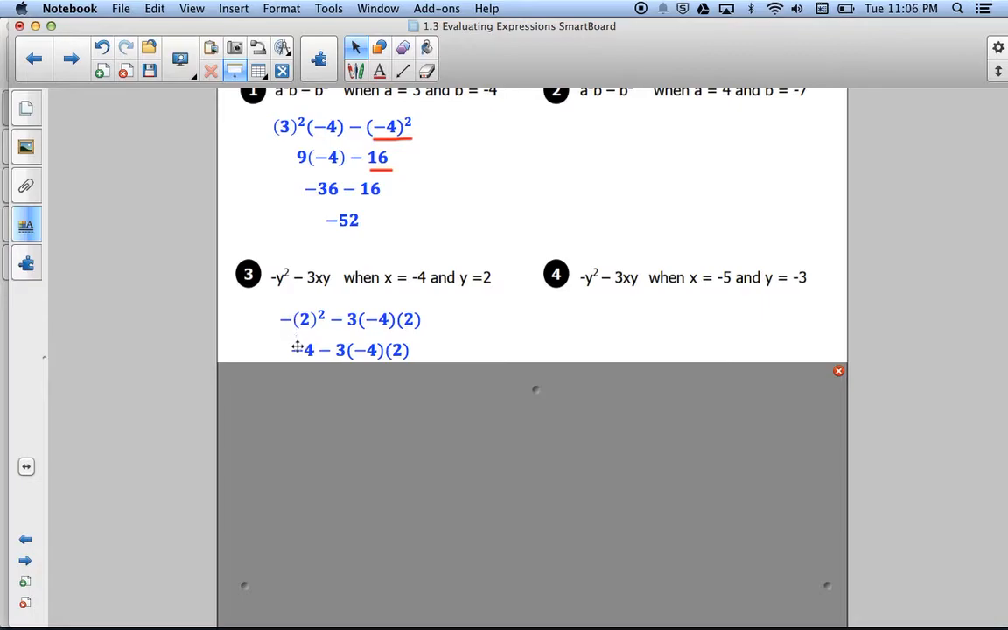We bring down the negative sign. The 2 squared is 4. So the negative comes down. The 2 squared simplifies just to a 4. Then we bring down the rest. Minus 3 times parentheses negative 4 times parentheses 2. Now what we'll do is we'll do our multiplication.